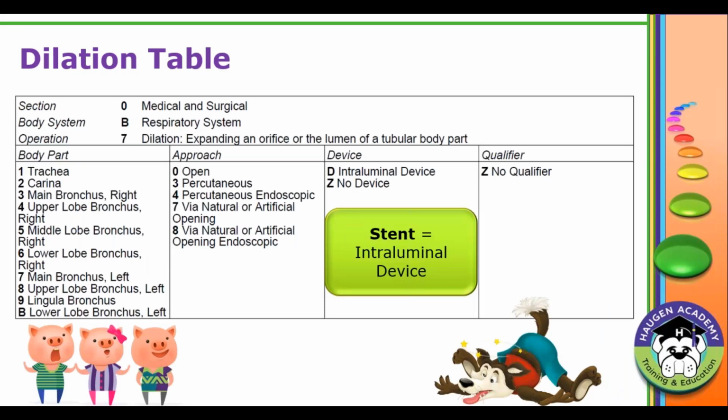When we look at the dilation table for this, table 0B7, we see several body parts. We see our approach here that we're going to be coding from, and we see a couple of devices. We have intraluminal device, which is a stent, and then no device, like the case that we had on the previous slide.